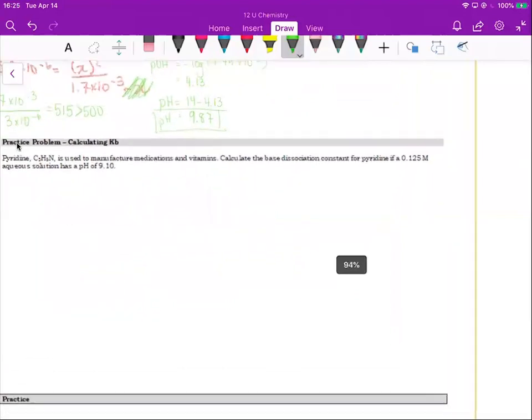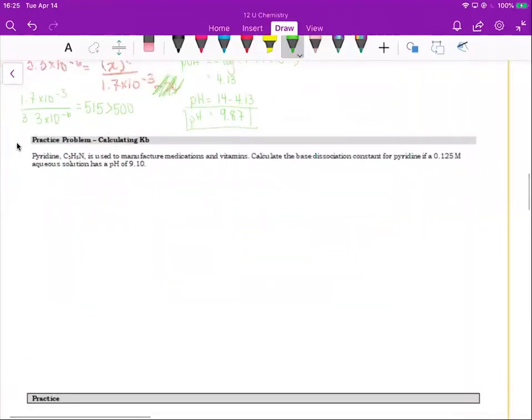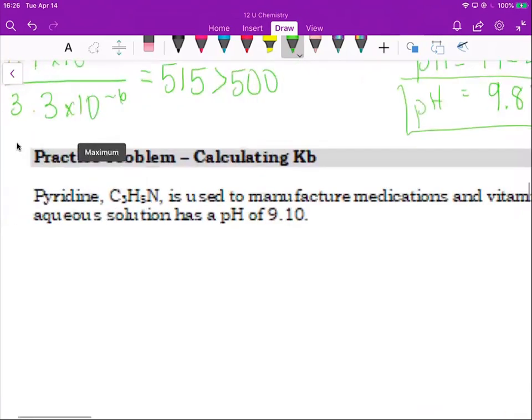I think this is the last one I'm going to do with you. Pyridine is used to manufacture medications and vitamins. Calculate the base dissociation constant, so we're calculating Kb, if a 0.125 molar aqueous solution has a pH of 9.10. Okay, so if we are to write this out, what is this?